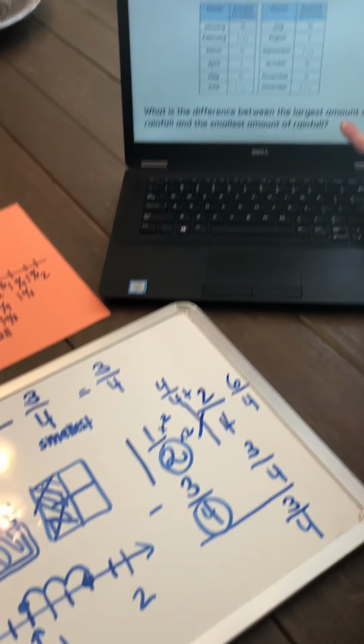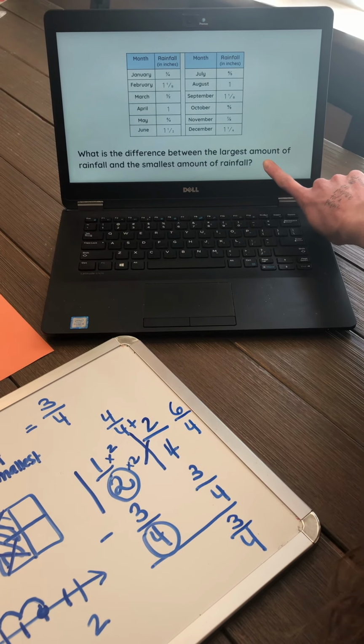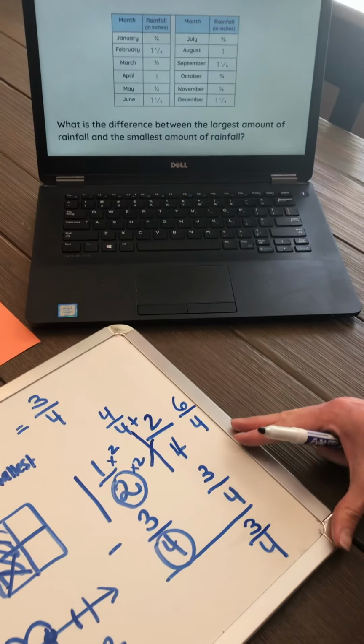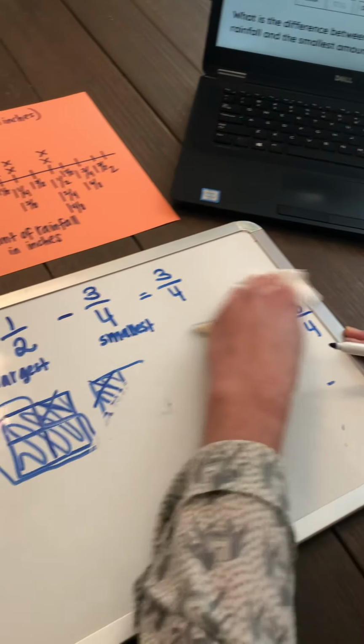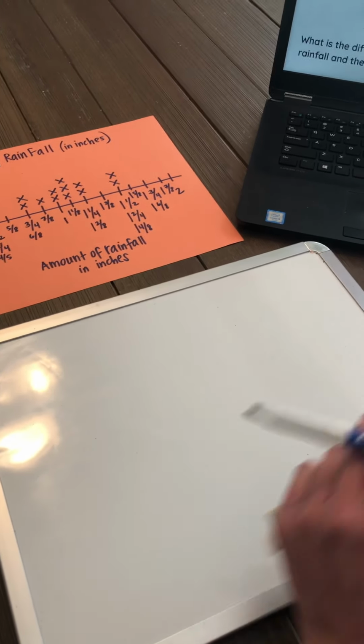So let's go back to this question. The difference between the largest amount of rainfall and the smallest amount of rainfall is 3/4. And we've looked at that with models and by changing a common denominator. So let's answer the next question.